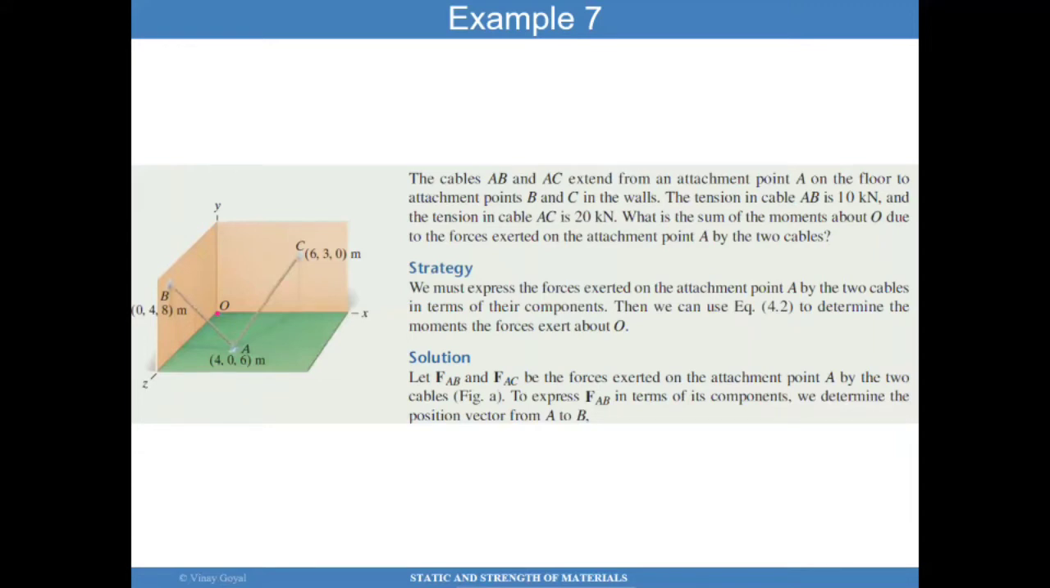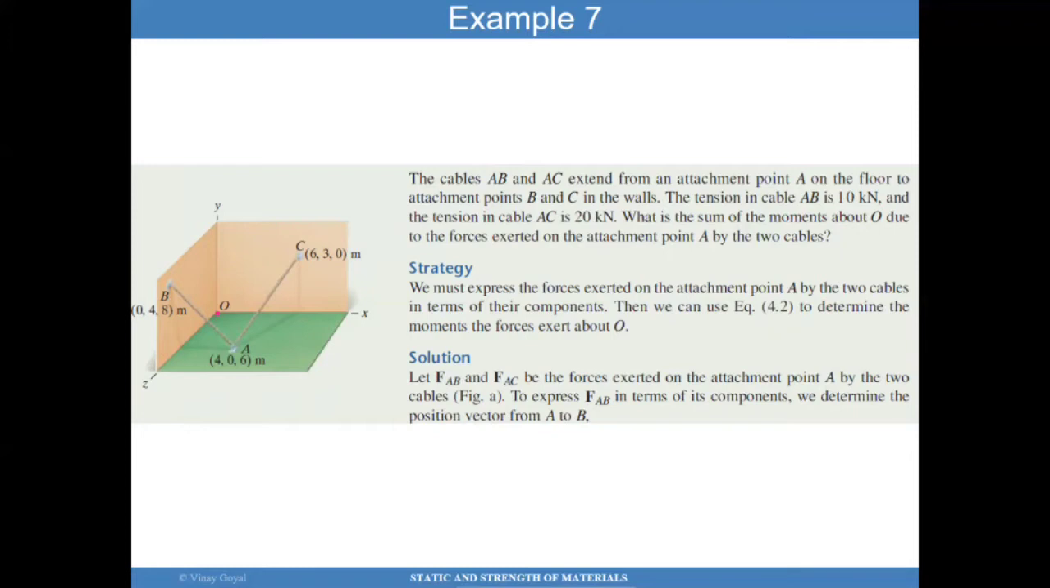Here's another example. We have two cables, AB and AC, that extend from an attachment point A on the floor. There's attachments at point P and point C. The tension in the cable AB per the problem statement is 10 kilonewtons, and the tension in cable AC is 20 kilonewtons. It's asking us what is the sum of the moments about O due to the forces exerted.